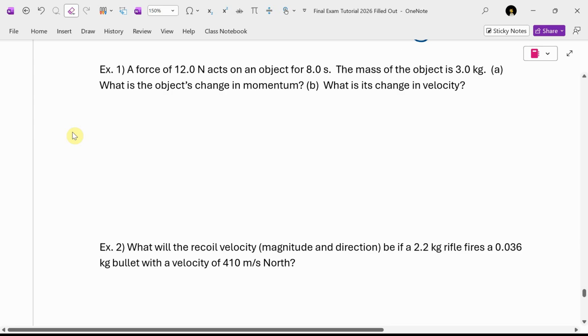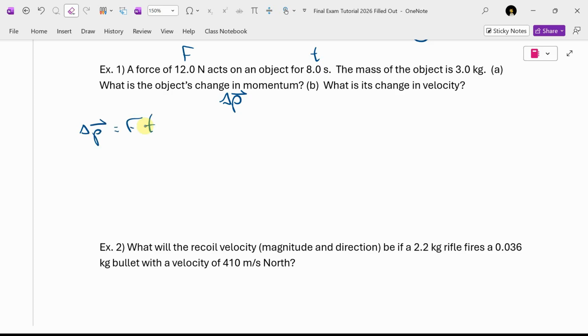Alrighty. A force of 12 newtons acts on an object for 8 seconds. The mass is 3 kilograms. What's the object's change in momentum? Remember, change in momentum is delta P. It's impulse. So I'm going to look at that equation on my formula sheet. I noticed they gave me a force. They gave me a time. I think I'm going to use the version of impulse that says force times time, the third version.